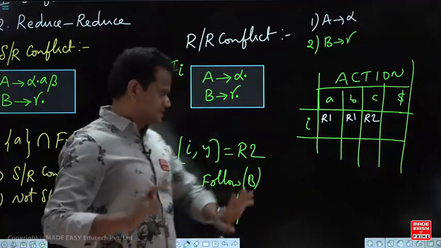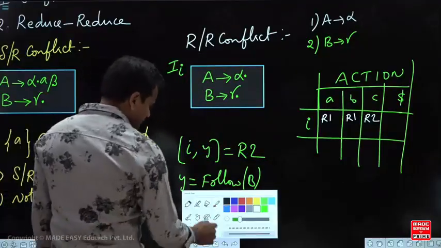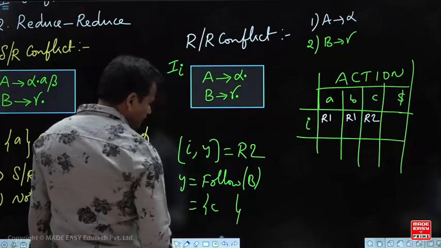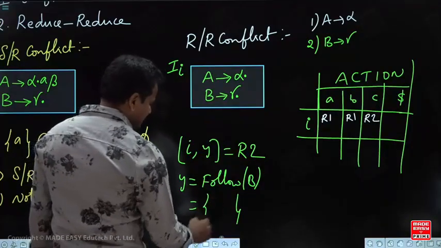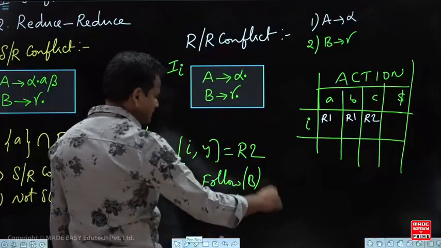Okay, I repeat this. Suppose, guys, here follow of B, suppose it is B comma C. Look at this.